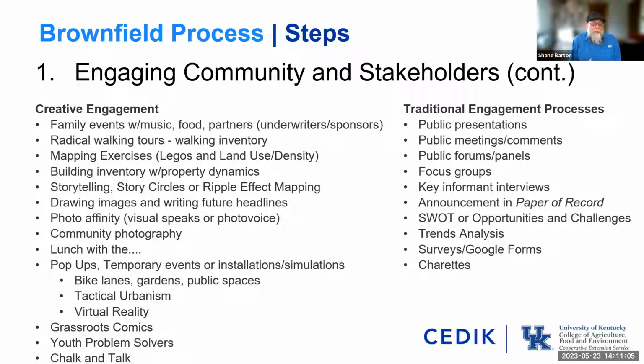We know storytelling is important, whether you're doing story circles or ripple effect mapping, thinking about the connections of people in place, in particular with historic communities or historic places, trying to think about those intergenerational and multi-generational connections to place can often help us think about what we want there in the future. Again, being creative and drawing images or writing future headlines gets people thinking about the future that they would love for others to know about them.